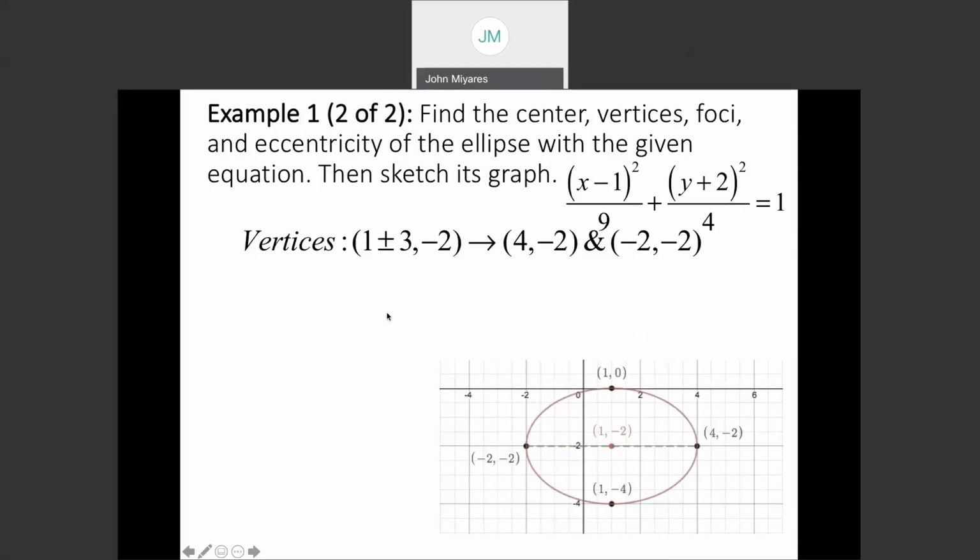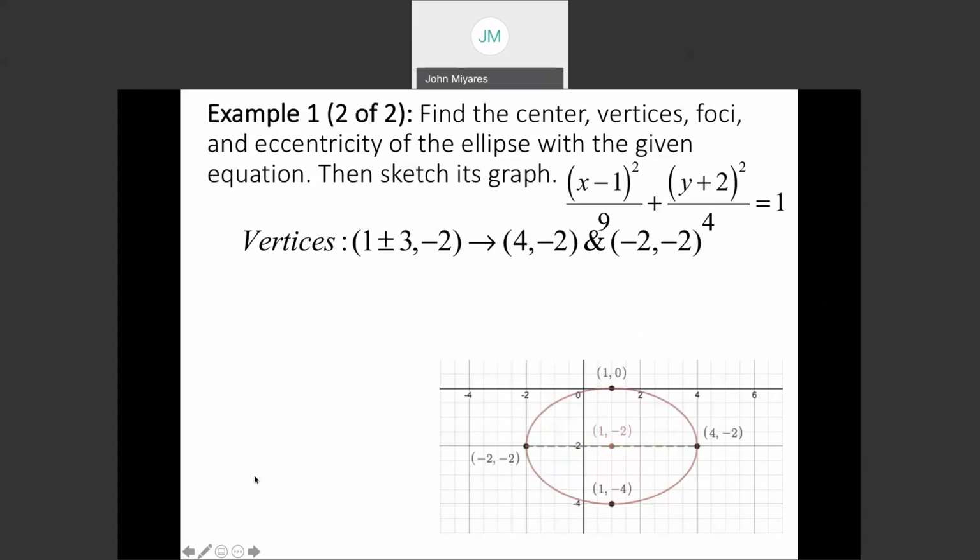The vertices are going to be at the endpoints of the major axis. And since the major axis is horizontal, they can be found by adding or subtracting 3 from the x-coordinates of the center point as seen here. The homework problems in this book don't worry so much about the co-vertices, so they can be ignored.